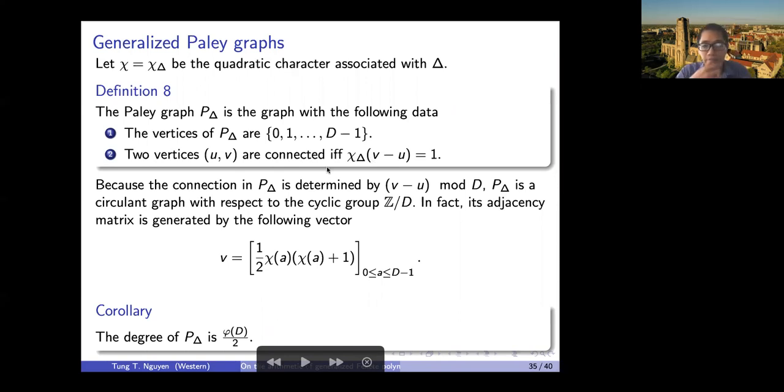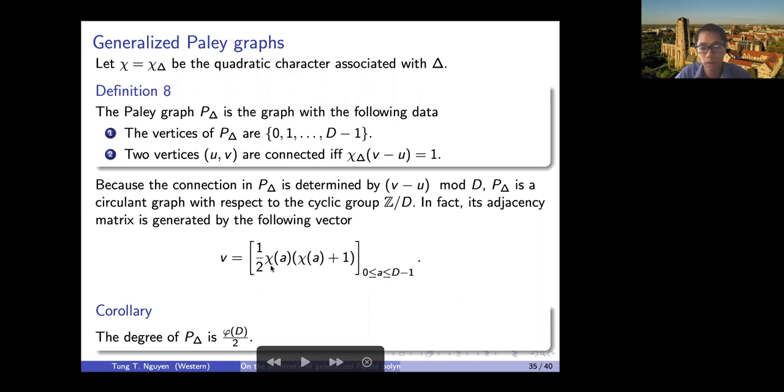And because the connection in P_delta is determined by the difference v minus u modulo d, P_delta is in fact a circulant graph with respect to the cyclic group. Some people call it the Paley graph, and the generating set is the kernel of the map chi. But anyway, its eigenstructure is very simple. It's generated by the first row vector, and this first row vector is given by this formula.